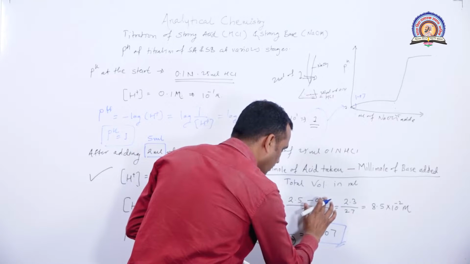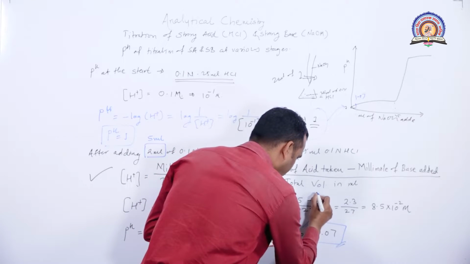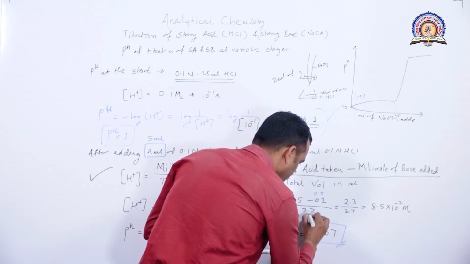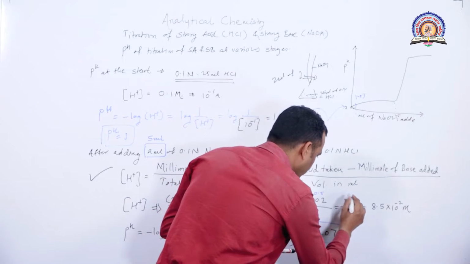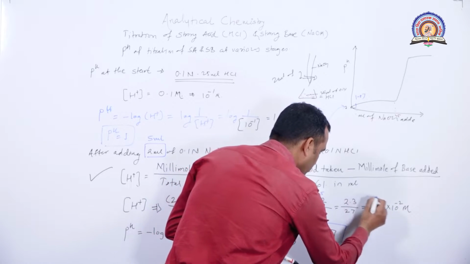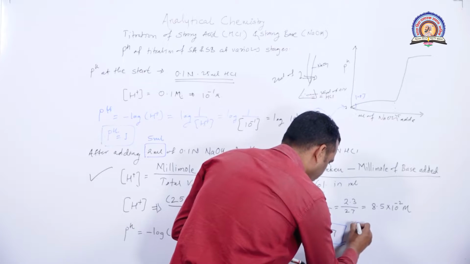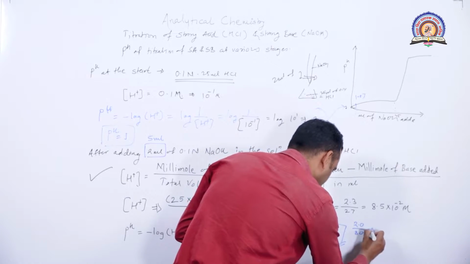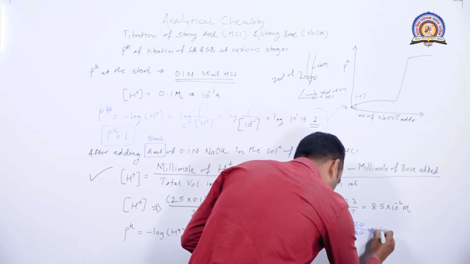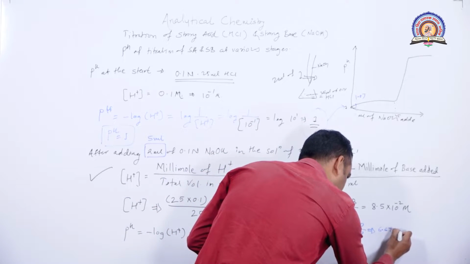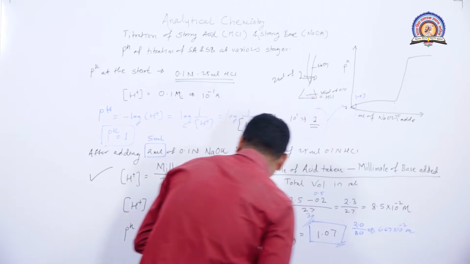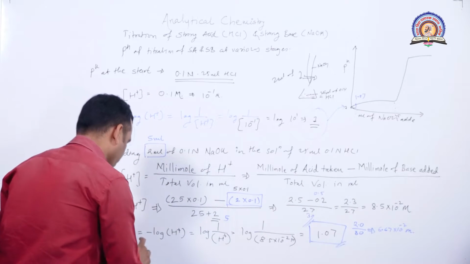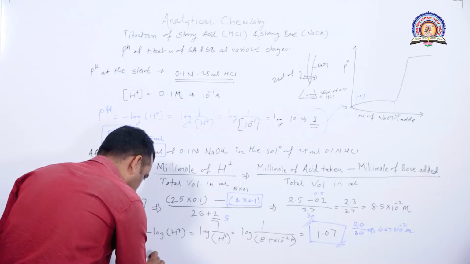The answer changes here: 0.5 and here 30 ml, 2.5 divided by 30, and that answer gets 6.67 into 10 raised to minus 2 molar. And by using the same, we can calculate the pH of that.